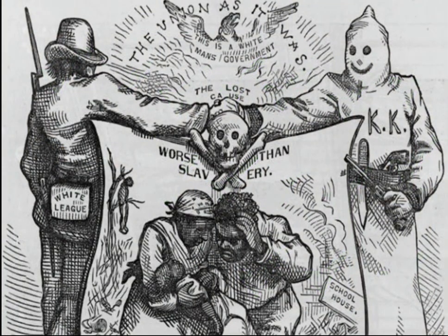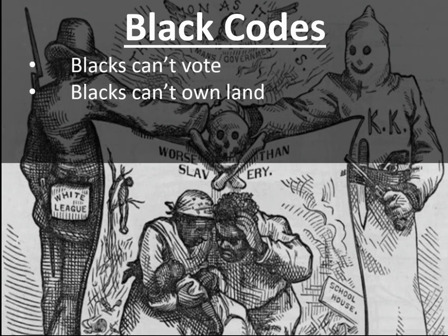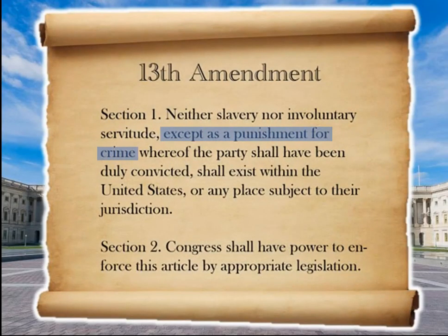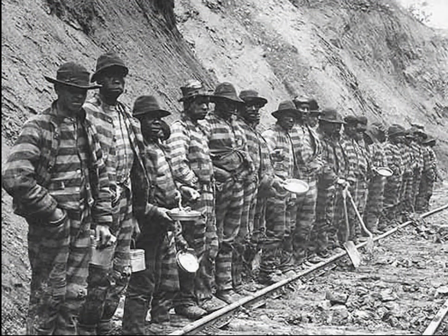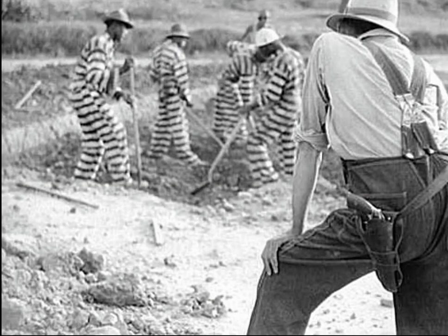Many of these Southern states immediately tried to recreate slavery by passing laws called Black Codes, which restricted Black people's rights to vote or own land and aimed to keep them working on plantations by making it a crime to be unemployed. Because the wording of the 13th Amendment outlaws forced labor except as punishment for a crime, some states sought to criminalize Blackness and then lease out convicts for profit, a situation which, for all intents and purposes, was the same as slavery.